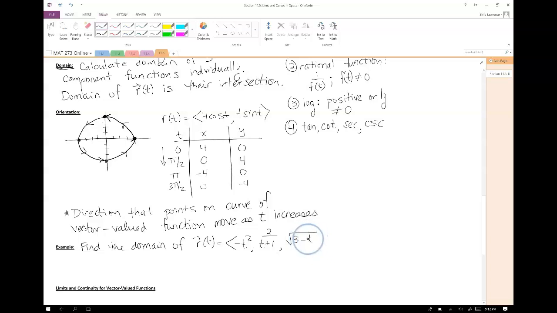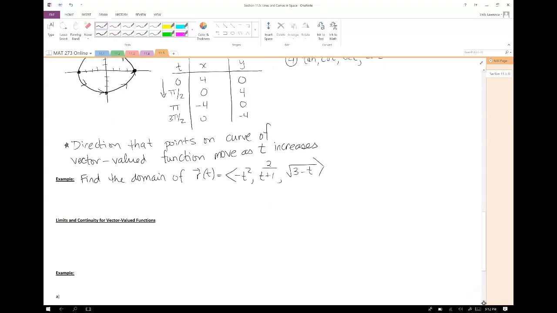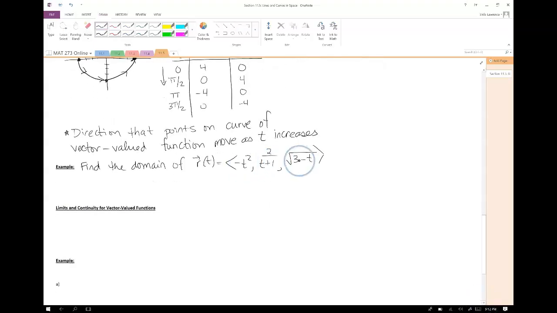Let's say 3 minus t. So we want to know the domain. We want to know what kind of values we are allowed to plug in for t into this function. So what we need to do is evaluate these 3 component functions for their domain individually. Negative t squared is a polynomial, so its domain is all real numbers.